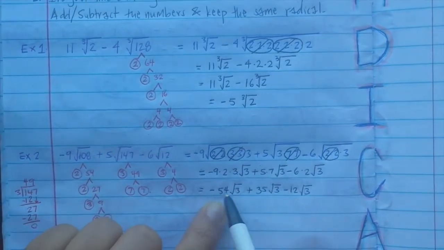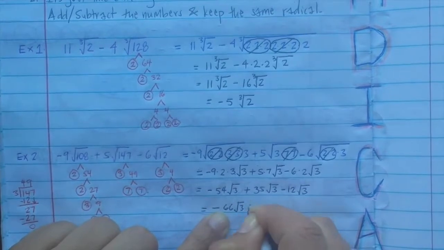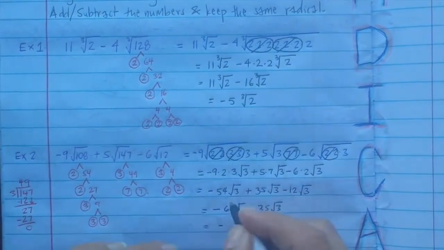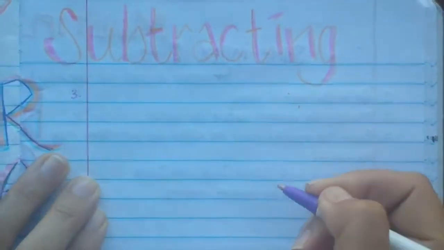So negative 54, let's combine like terms. Negative and negative, more Tigers. That's going to be negative 66 radical 3 plus 35. And then Tigers meets Trojans. Tigers win by 31. And again, the radical 3 is just like an x.